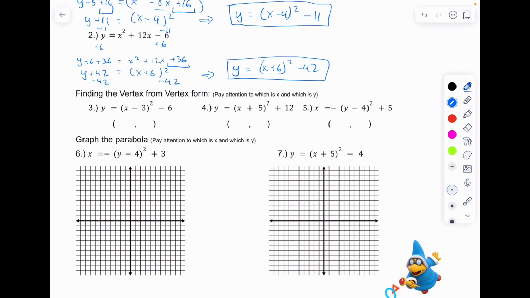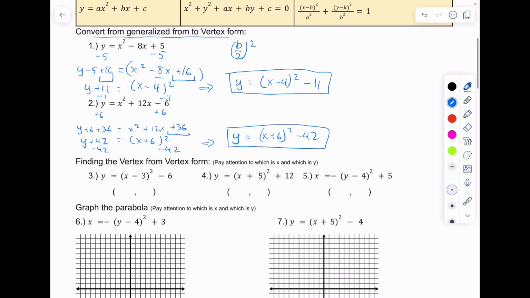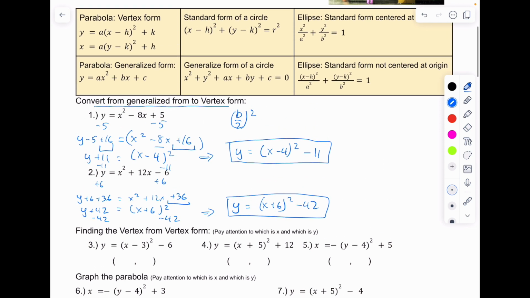Okay, this should be quick and easy, but we're already in vertex form. How do we find the vertex? If we remember on our equation, the vertex in vertex form is going to be h and k. If y is your lead, then it's going to be k and h.